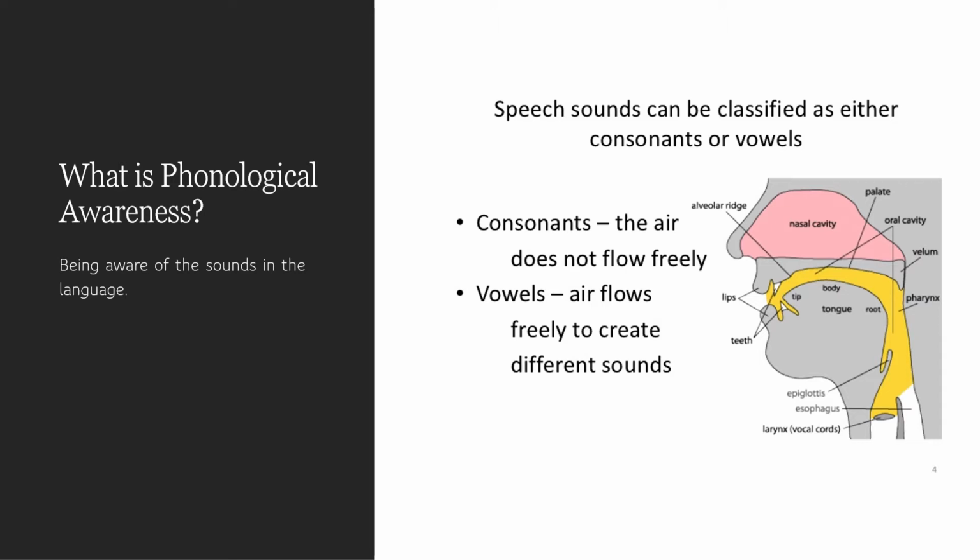Speech sounds can be classified as either consonants or vowels. You knew that already, but you might not have known why they're consonants or why they're vowels. When we say a consonant, the air does not flow freely. It is stopped by our lips, our teeth, or that alveolar ridge in our mouth or our tongue. So the air is stopped in some way or slowed down in some way.